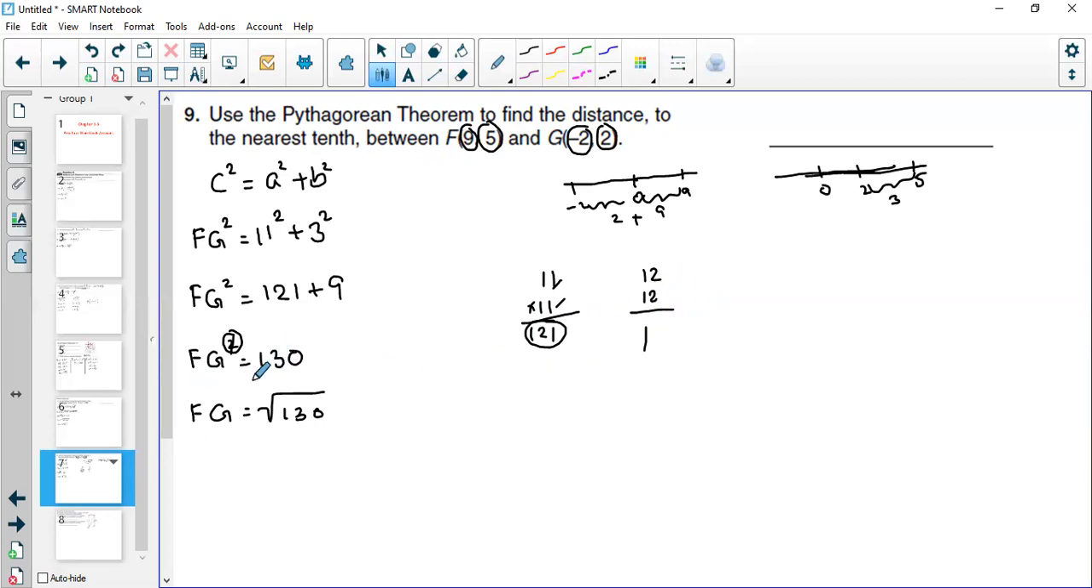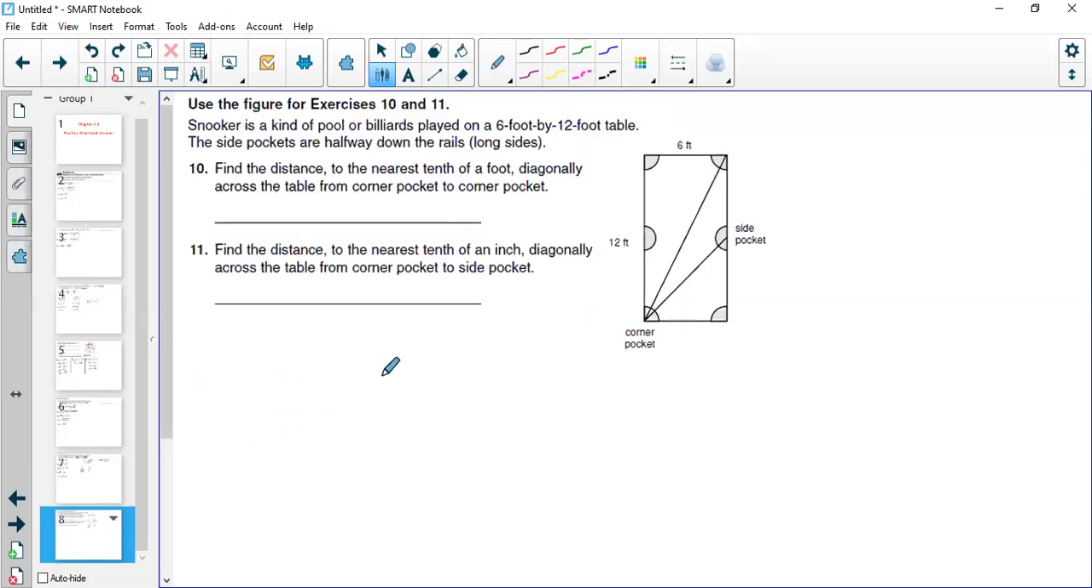But 130 is not a perfect square, so I ask you to leave it like that. Let's move on to this question. Now, we did not do any problem solving in the explanation video, but it's always good that you do the problem solving so you will have a chance to think, because you have to keep your brain working.